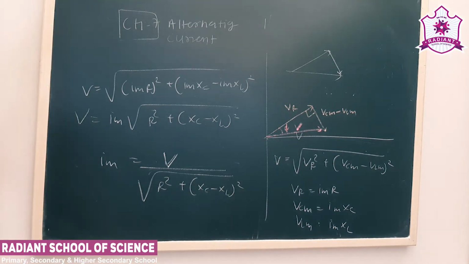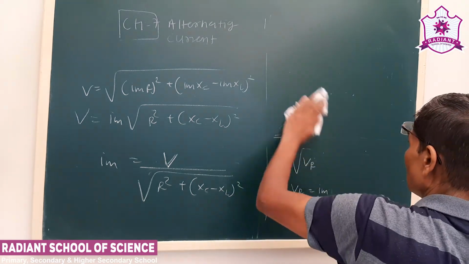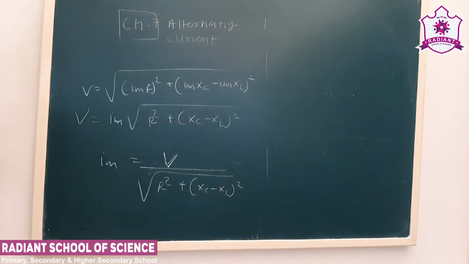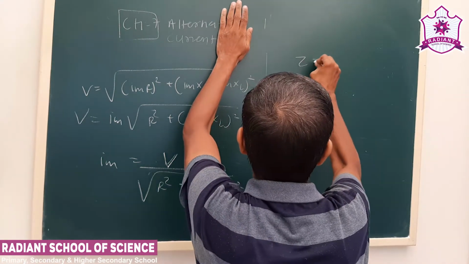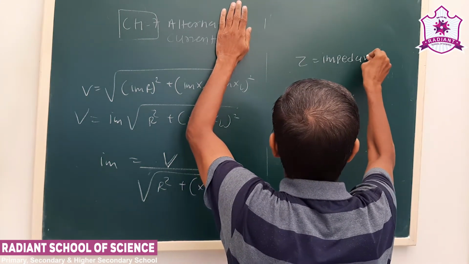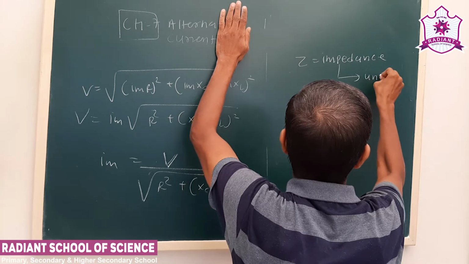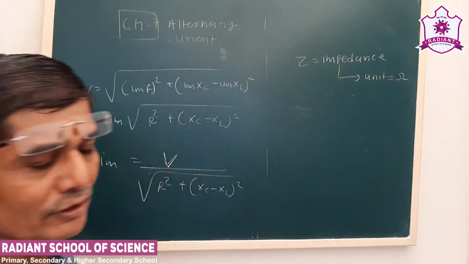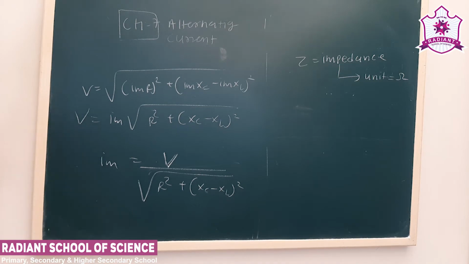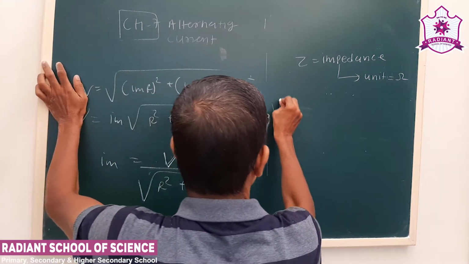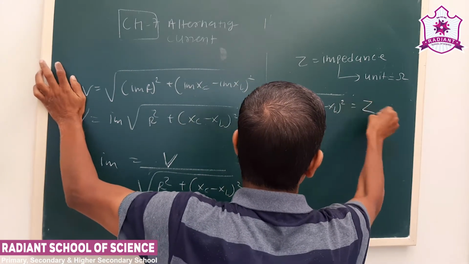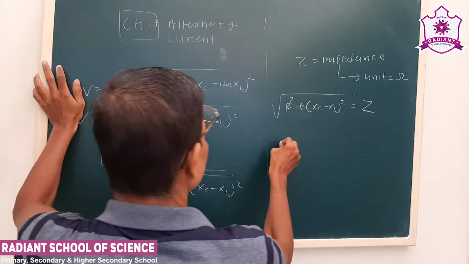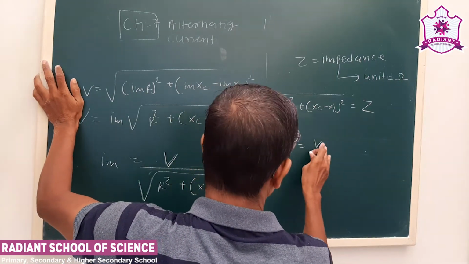Okay. Now recall the equation which we used in the third lesson. It was V by R, but instead we say a new quantity called impedance. Its unit also is ohm. That is the term we use for the AC circuit. So this square root of R square plus (XC minus XL) whole square is called Z. So Im is V upon Z.